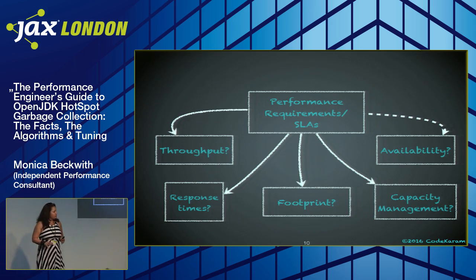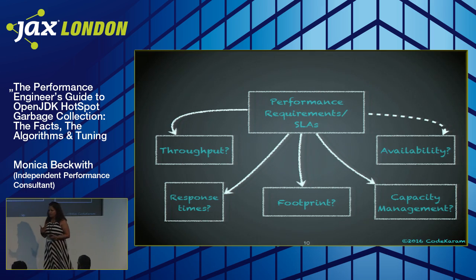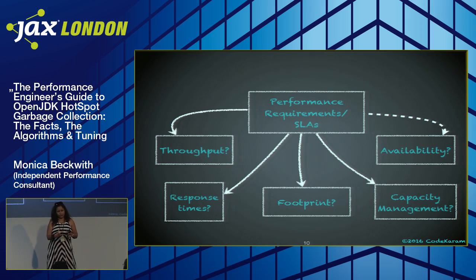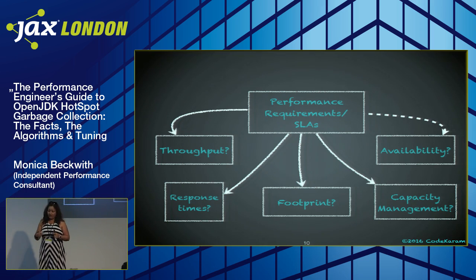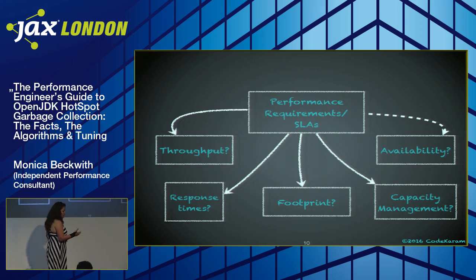So let's talk about performance requirements. Like I said about the SLAs, what are SLAs? Service level agreements. Your agreements on throughput, your agreements on latency and response time, your agreements on the footprint, how much of your application footprint, not just your Java heap, the entire footprint, and then capacity management. There could also be service level agreements based on the availability of your system.